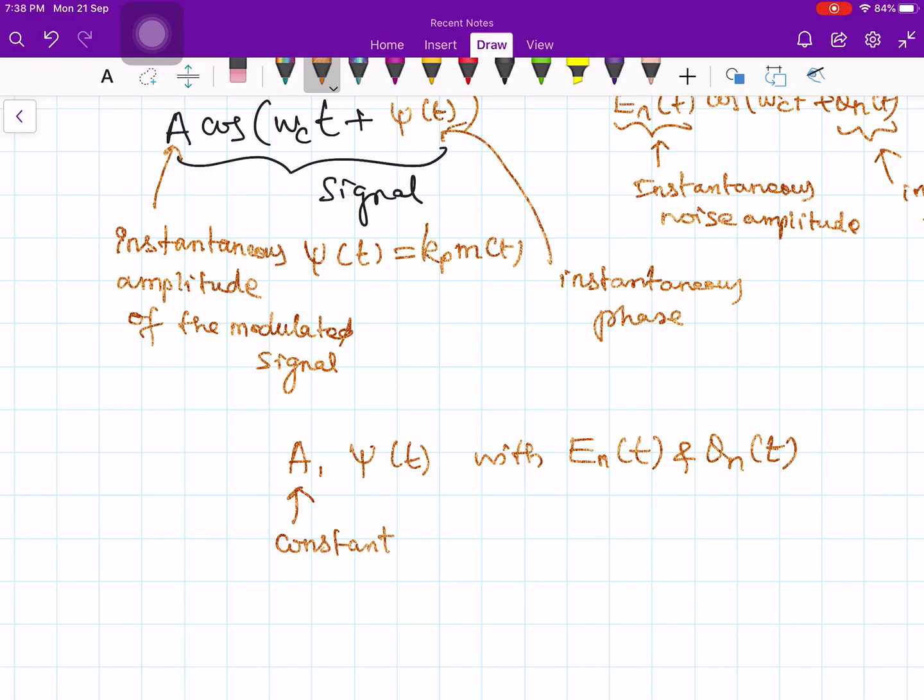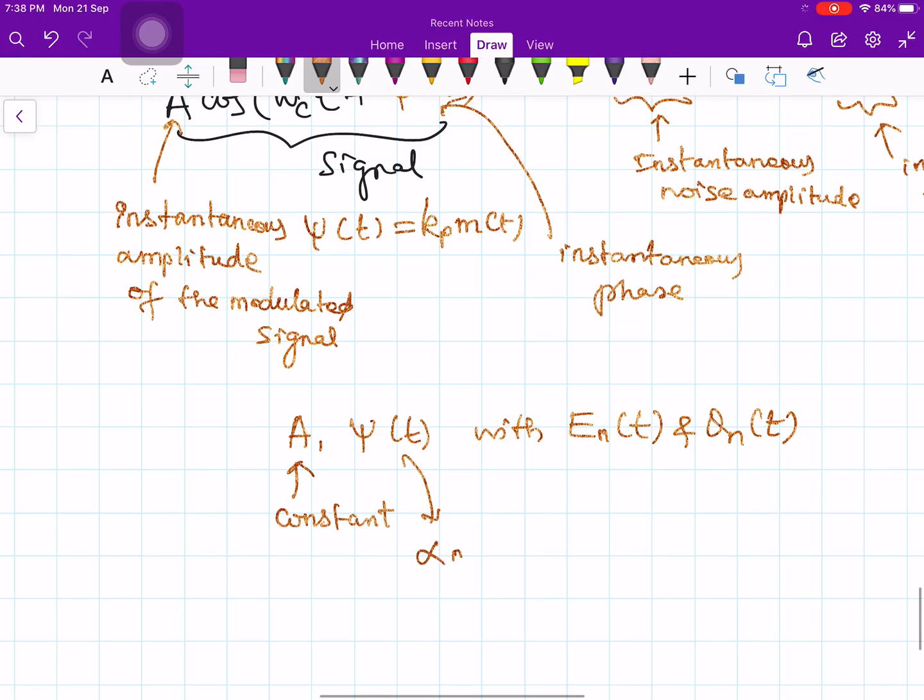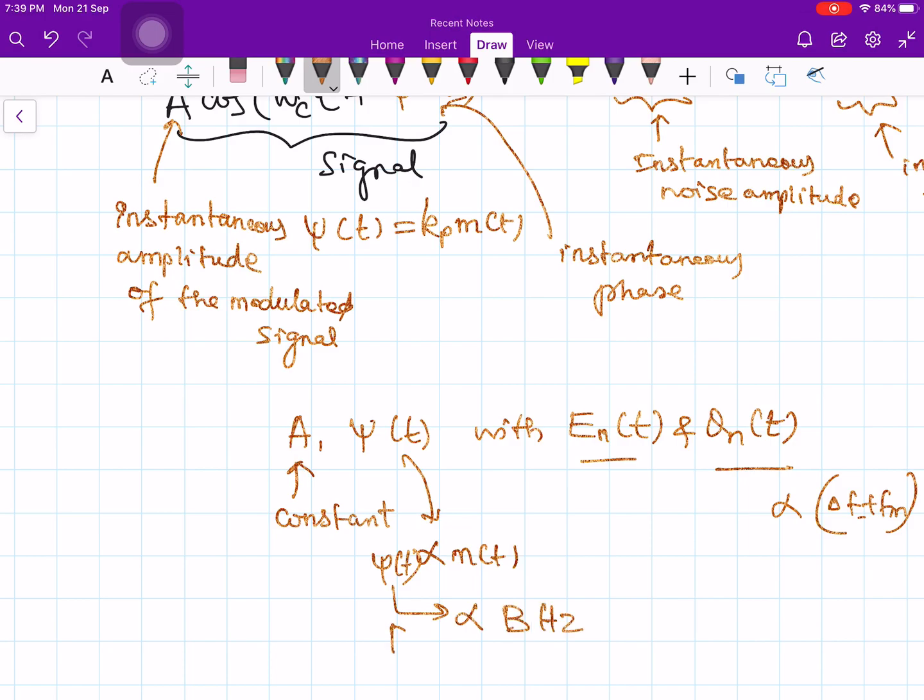And what is psi of t? Psi of t is proportional to m of t for the case of PM. For phase modulation, psi of t is proportional to m of t. Now what I am saying is this En of t, the instantaneous amplitude of noise, and theta n of t, the instantaneous phase angle, have the bandwidth proportional to delta f plus fm. See, my psi of t has a bandwidth of b hertz.